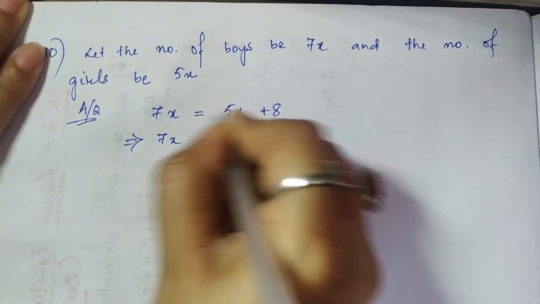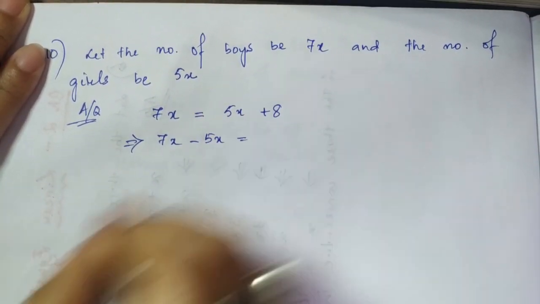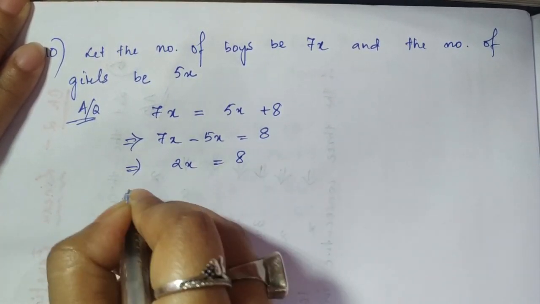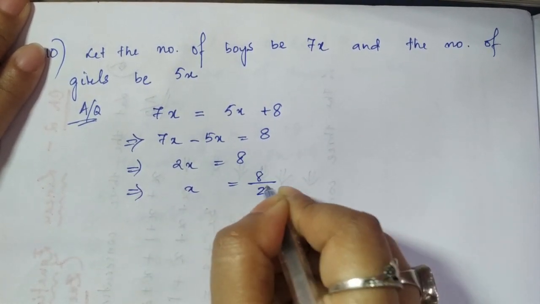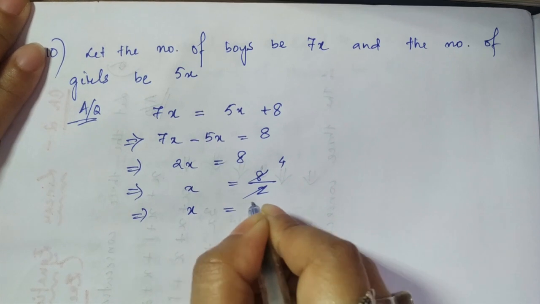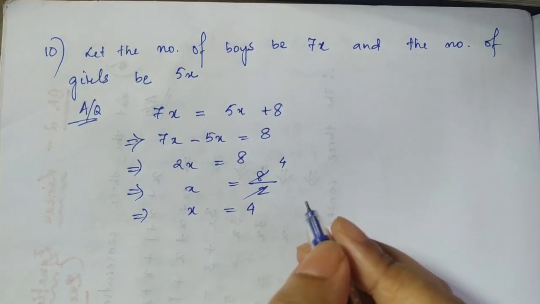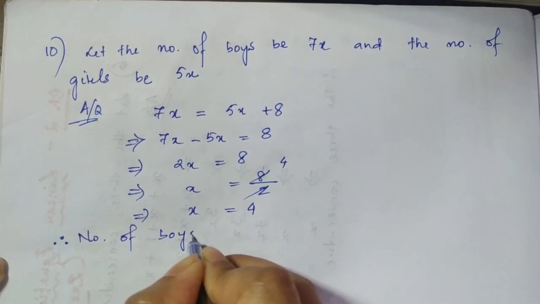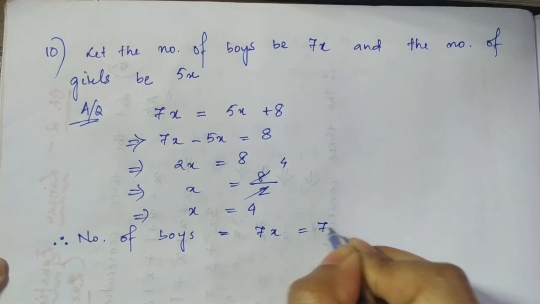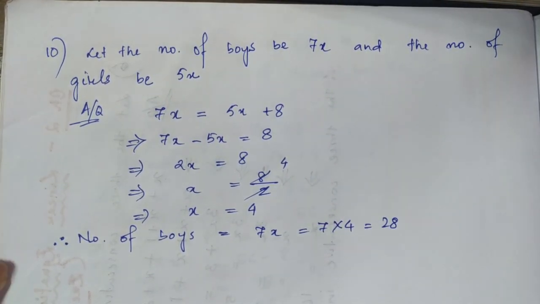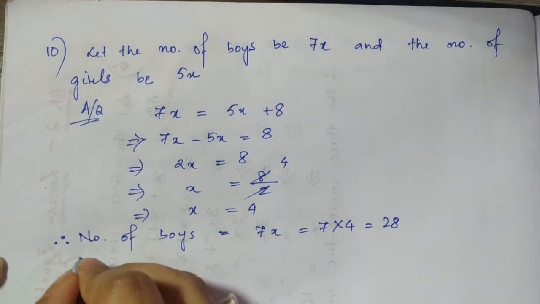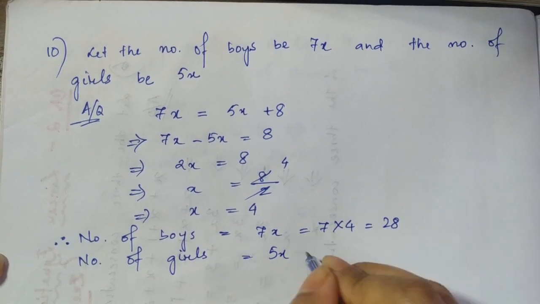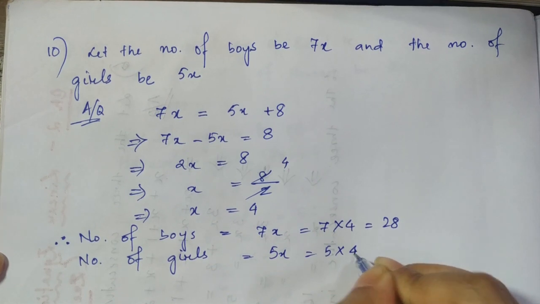Simple. 7x, I'll bring this to this side, where the variable is. So 2x is equal to 8. Easy. So x is equal to 8 divided by 2, which gives x is equal to 4. Now if I have x, I can find out the number of boys and girls in the class. Therefore, the number of boys is 7x, which is 7 into 4, equal to 28. And the number of girls, we have taken 5x, so 5 into 4 is equal to 20.